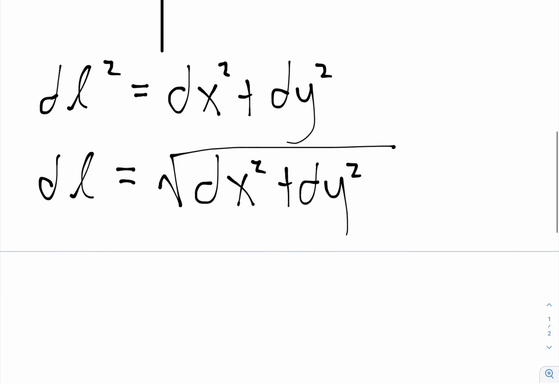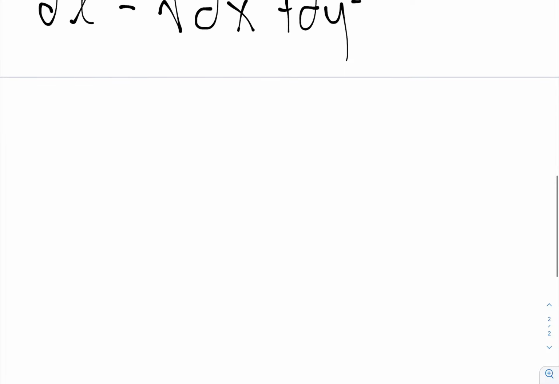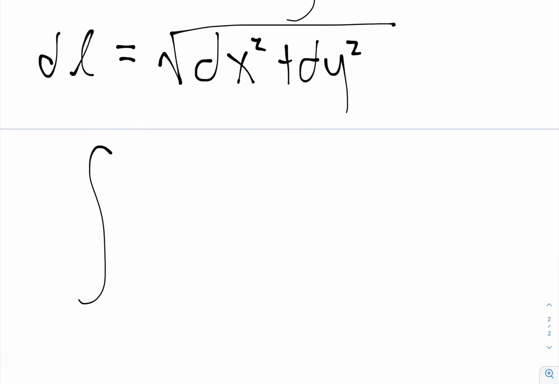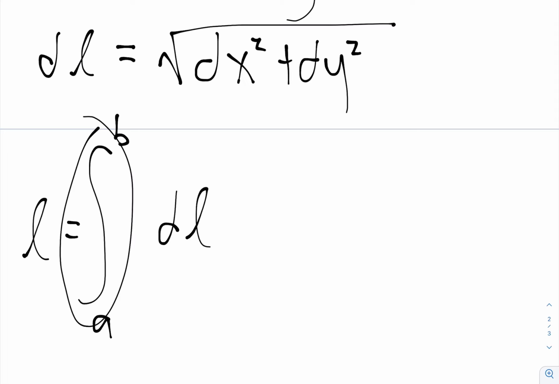So the arc length, we know what the formula actually is, but what it's really doing is, we don't actually know the bounds yet, but I'll call it L. L is going to be the integral from a to b of dl. So this integral, lots of people get confused. They don't really know what it means. They think it means area. It doesn't always mean area.